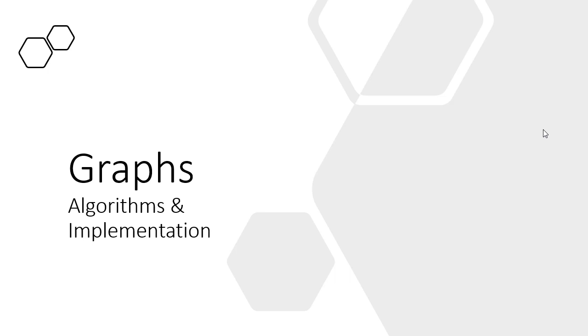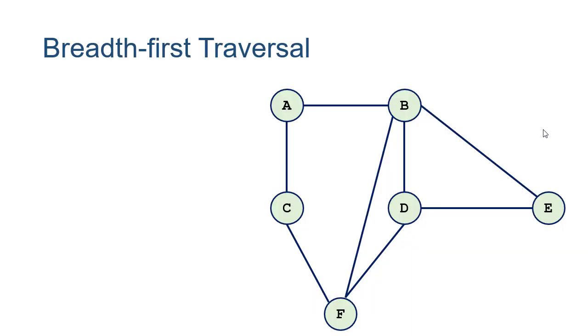Now that we've seen what graphs are, let's talk about some algorithms we can run on graphs, and then also let's talk about how we could implement graphs. So the first algorithm we're going to see is a breadth-first traversal. You can think of a breadth-first traversal as similar to a level order traversal of a tree.